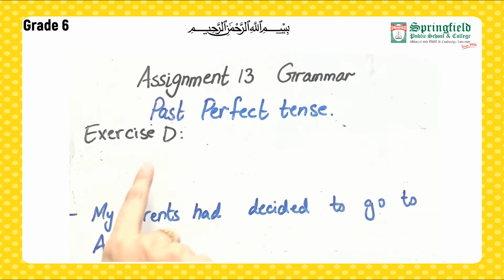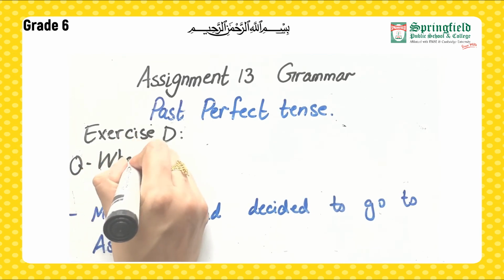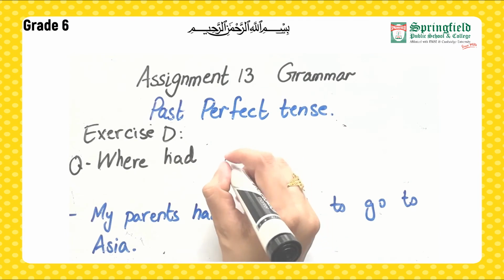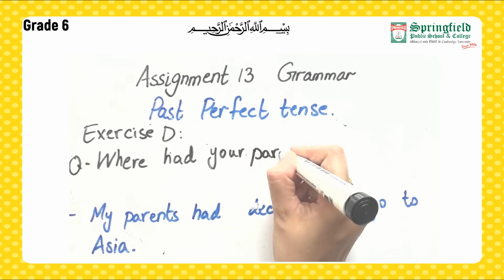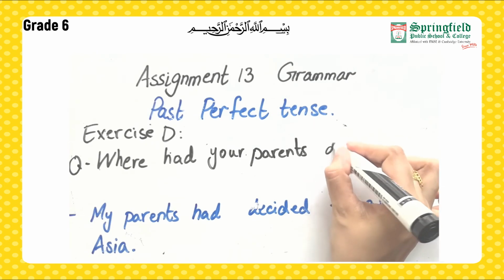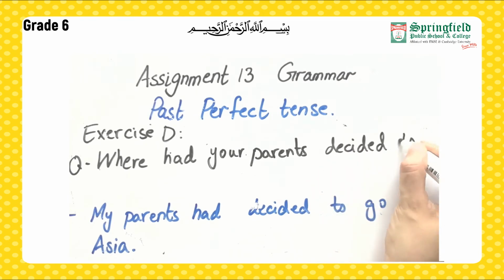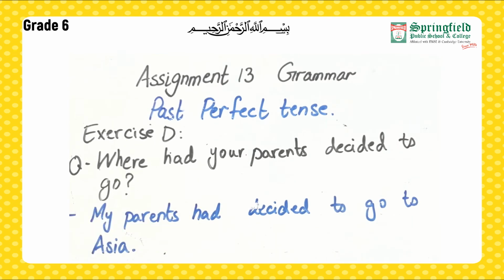All right, our next exercise is exercise D. In this exercise, write questions in the past perfect to match the answers. This is the answer. My parents had decided to go to Asia, right? So I'm going to write the question for it. Fine. Where had your parents decided to go? Don't forget to put a question mark. Okay, so the answer was my parents had decided to go to Asia. Right, so we made a question using past perfect tense. Where had your parents decided to go? So you have to make questions like this.